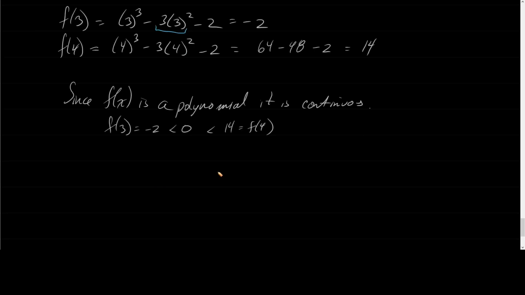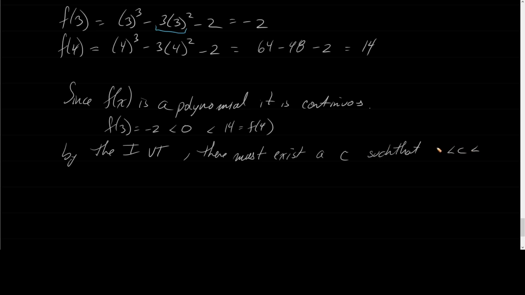So by the intermediate value theorem, there must exist some c, or a c value, such that c is between 3 and 4, and f of c is equal to 0, all right? Because we have to hit every single height between negative 2 and 14. 0 is between those values.